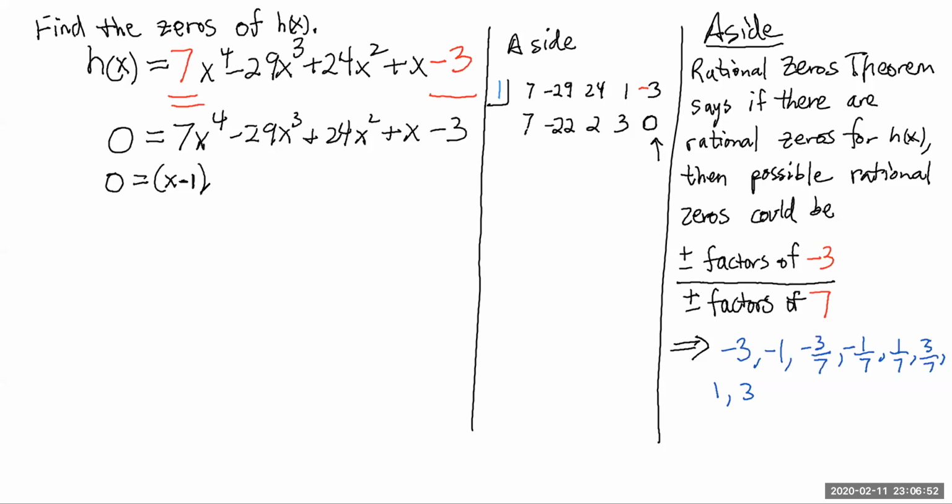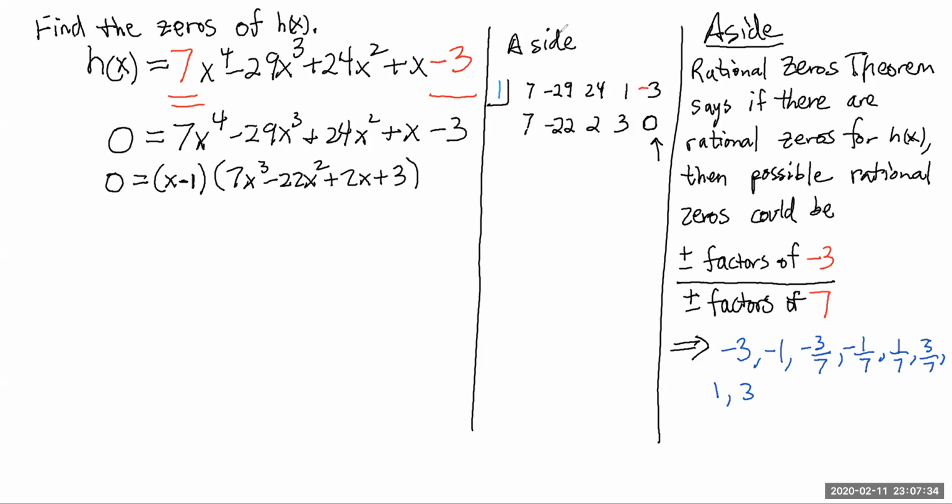The synthetic division says the remaining factor is 7x cubed minus 22x squared plus 2x plus 3, in parentheses. That's pretty cool. We get another polynomial in descending order. Once again, we got a little fortunate here. We got a 7 and a 3. So what does that mean? Well, we could actually do synthetic division again.